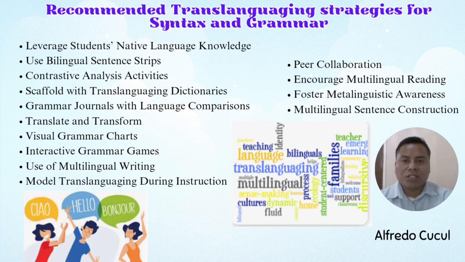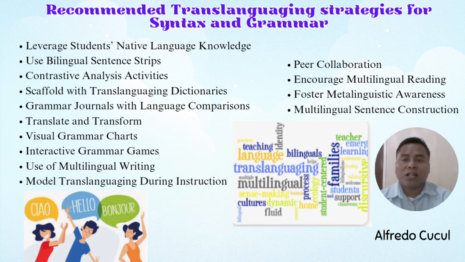Scaffold with translanguaging dictionaries. Use bilingual dictionaries or create classroom word lists to help students understand and use grammar in context. For example, verb conjugation, like students look up "to eat", "comer", and see different tenses in both languages. And the other one is grammar journals with language comparison. Students maintain journals comparing grammar rules and sentence structures across languages.